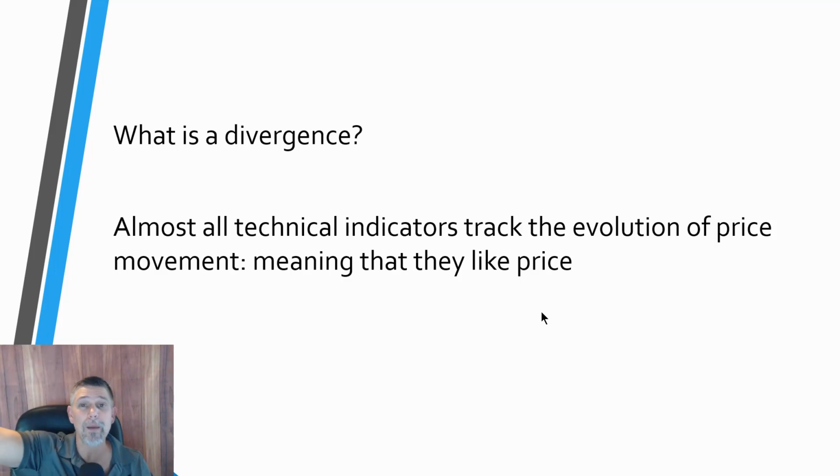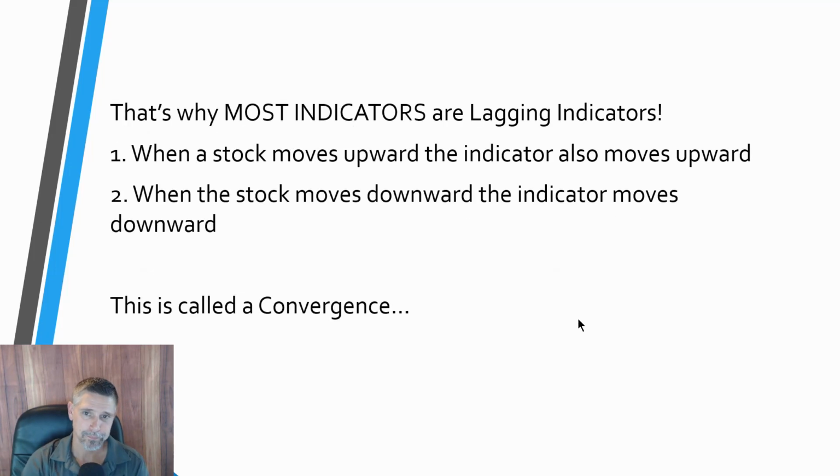If price is going up, we expect the indicators to go up, right? That's what I mean by they like price. That's their friend, right? Trend is going down, the indicators are going down, okay? Now, most indicators are lagging indicators, okay? That's why most of them are. Now, some might argue that some of them are leading, but for the most part, indicators lag, right?